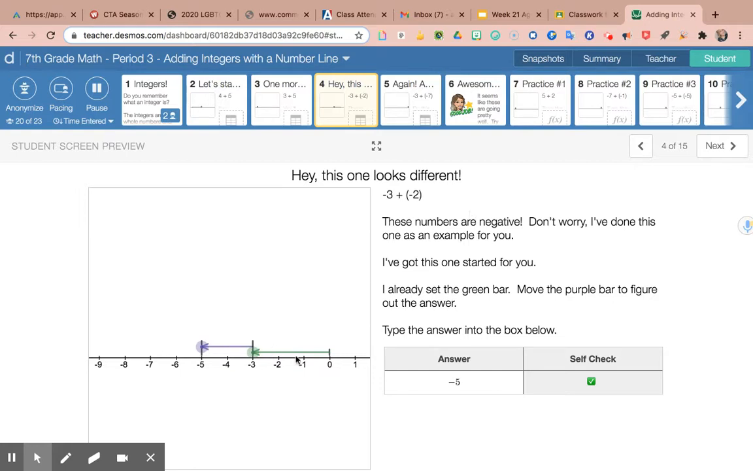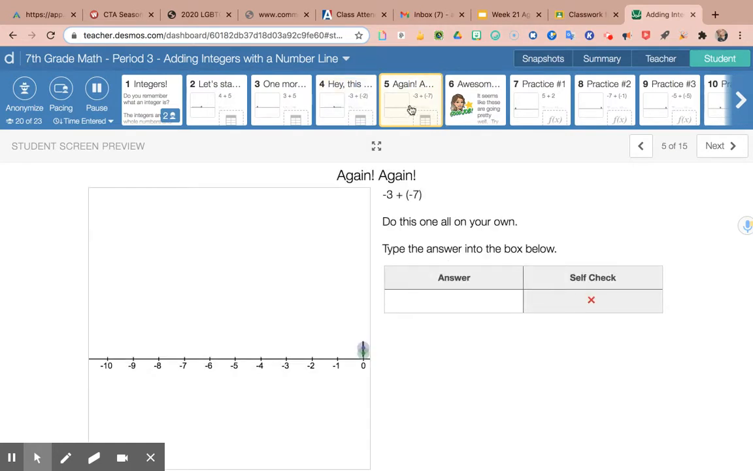So when they're going the same direction, they're the same sign, I can combine them, add them together, and I just keep the direction. So these were negative. If they were both going to the right, they would both be positive, and so their answer would be positive. But since they're both negative, we're going to keep that direction. They're just going further to the left.